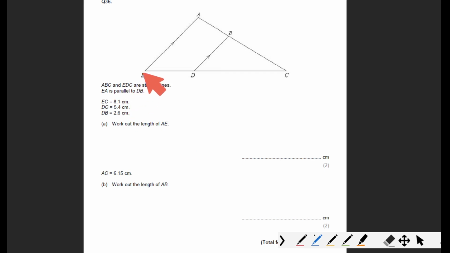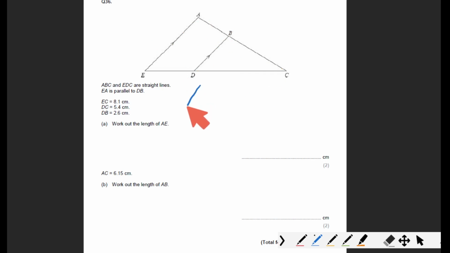It's given us some measurements, right? E to C, 8.1, D to C is 5.4, DB 2.6. Right, it's given some measurements, but I can tell you this is similar shapes. Right, I'm going to draw two separate diagrams. I'm going to draw a big triangle and a small triangle.